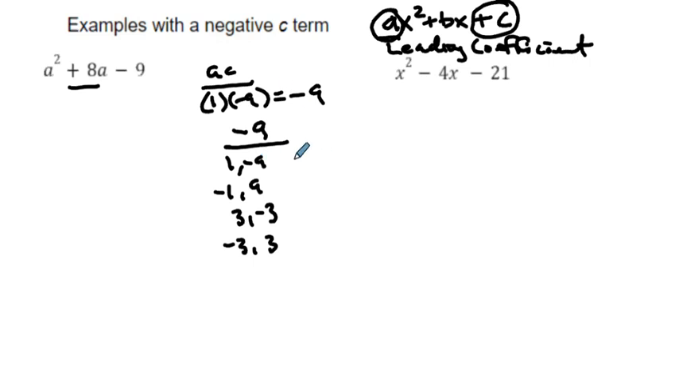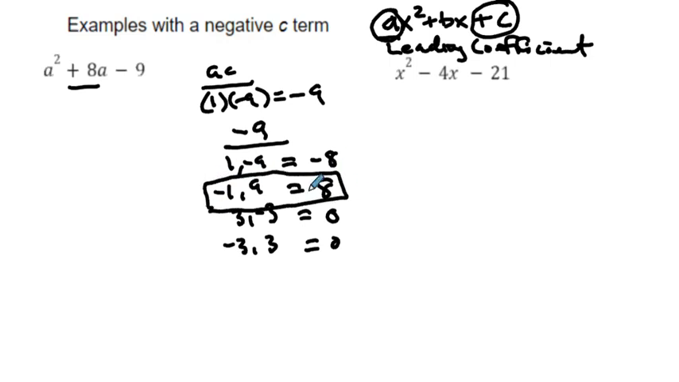Well, 1 and -9, if you add them up, is -8. If you add -1 and +9, you get 8. And then if you add these, you get 0. Well, the one we're looking for is this guy right here, because we want +8, because that's what B is. So what we're going to do is rewrite this. We're going to go a squared, grab this coefficient, go minus, and I'm just going to write it down. Normally I would just write -a, but we'll put the 1 there just so we can see it. And then plus 9a minus 9.